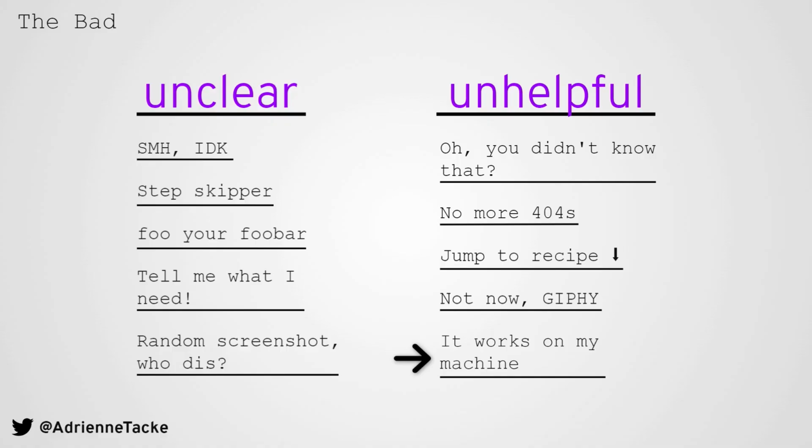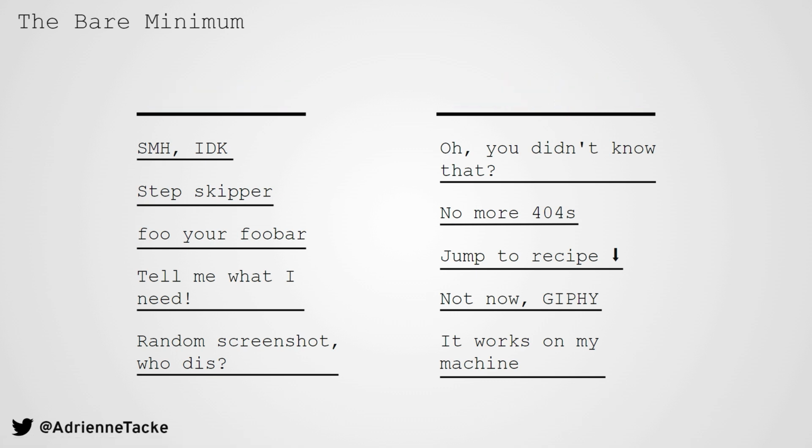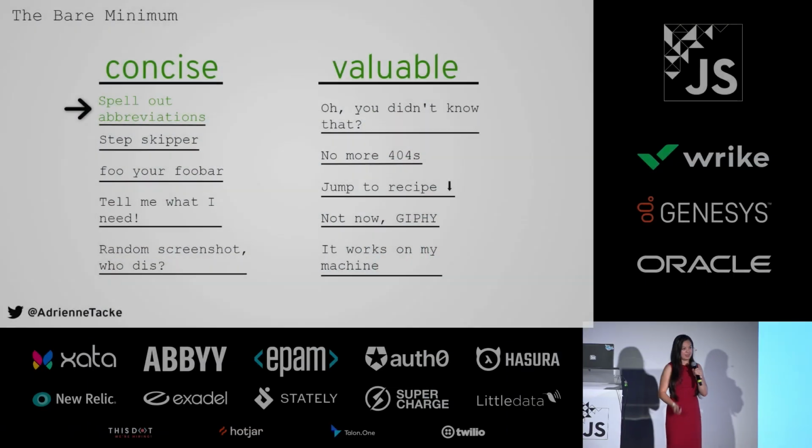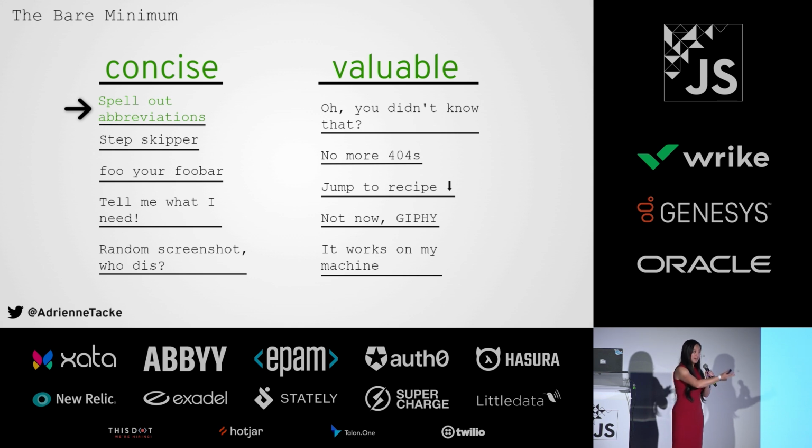So for the bad, for all of the learning resources that we've ever created and will create for the rest of our lives, we need to do the bare minimum, actually. We need to do the bare minimum to make it not unclear and unusable, but concise and valuable. So to recap, spell out the damn abbreviations. Say the darn thing. Just at least put it in the first sentence, the whole thing, and then write out what you're going to abbreviate with, and then you can abbreviate for the rest of your tutorial.